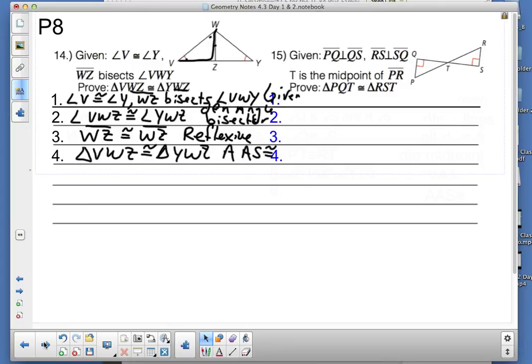Keep in mind, you could have taken step 2 and step 3. I got step 2, definition of angle bisector, and step 3, reflexive. You could have flip-flopped those. So you got a given, definition of angle bisector, reflexive, angle side congruence, or you could have gone given, reflexive, definition of angle bisector, angle side congruence. Those have been your choices.